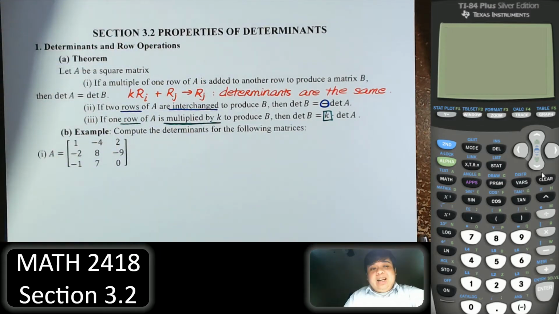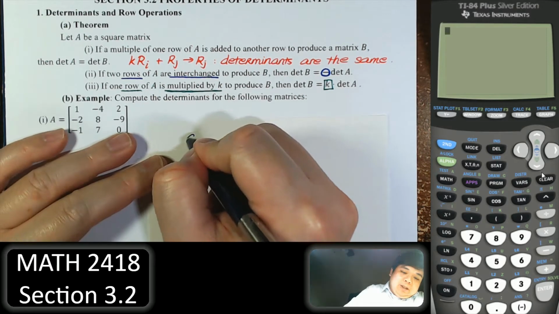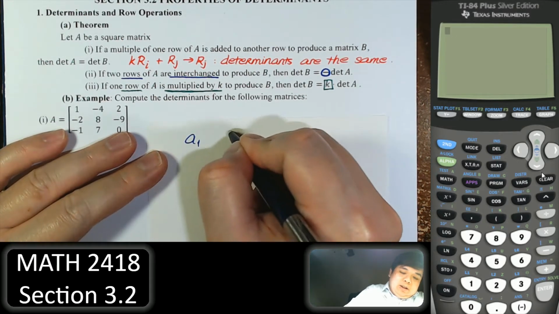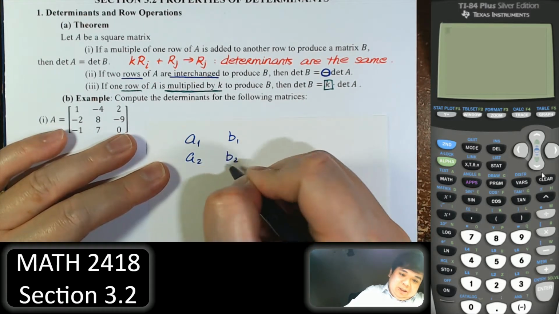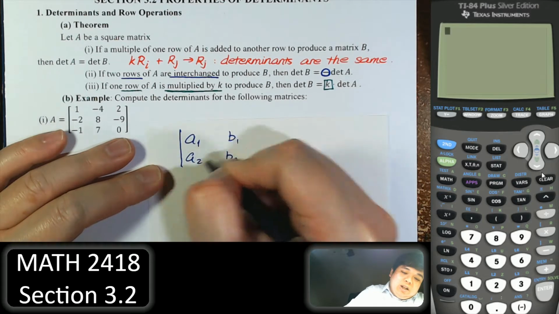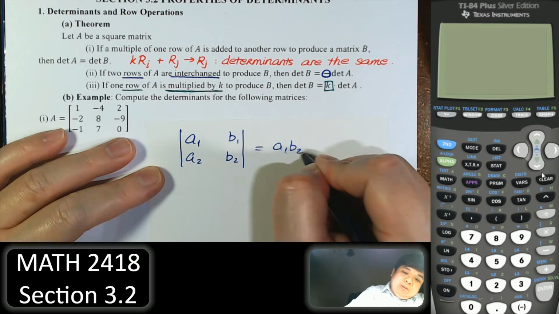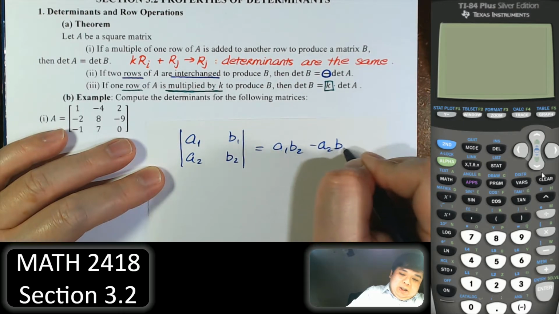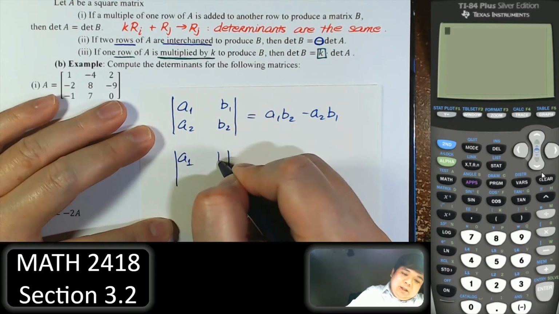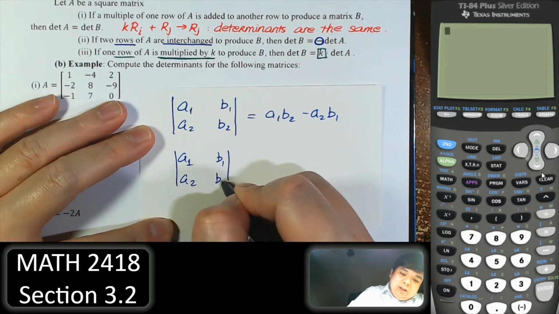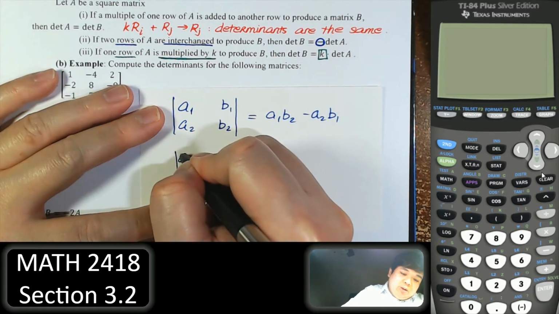Now this is very easy to verify. I'm just going to use a 2 by 2, in vector form. We want the determinant of a 2 by 2. This one obviously is A1 B2 minus A2 B1. Now, consider the same thing, but what we do here is we multiply K into one row. Let's say we multiply K here.